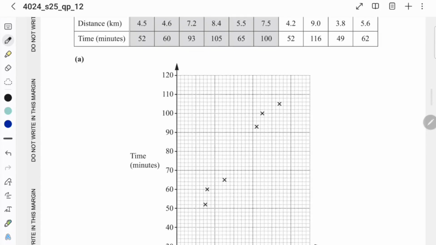All right, let's begin and plot the coordinates. This is 4.2 and 52. So I'm marking all of them. The next one is 9 and 116. Now 3.8 and 49, and the last one is 5.6 and 62. So I've drawn all the rest of the 4 points.